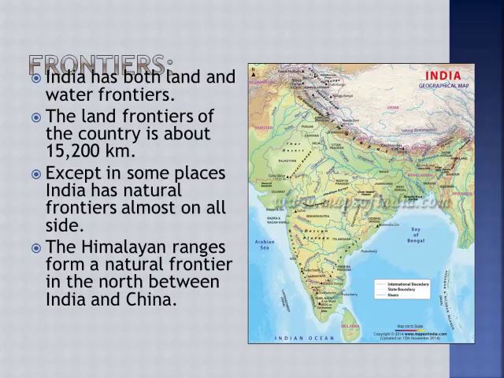We shall now see about the frontiers or the boundaries of India. India has both land and water frontiers. The land frontier of the country is about 15,200 kilometers. It means that the Indian land boundary is about 15,200 kilometers. Except in some places, India has natural frontiers almost on all the sides. It is either surrounded by water bodies or by mountains. The Himalayan ranges form a natural frontier in the north between India and China.